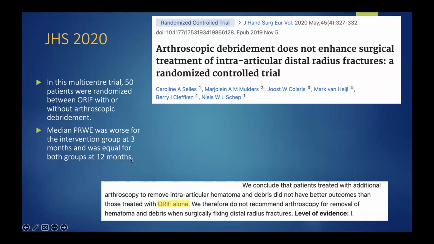And although the functional outcome at 12 months was similar, the initial immediate outcome scores were poor, and they concluded that they would not recommend arthroscopy assisted procedures for surgically fixing the distal radius fractures. And this is a level 1 evidence study, and it is a multicentric study, with 50 patients followed up to 1 year.